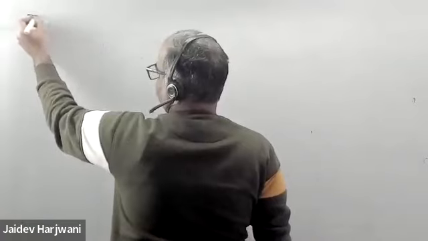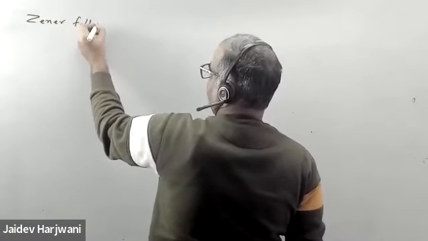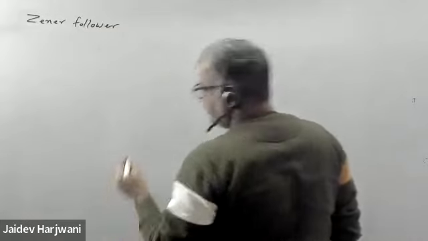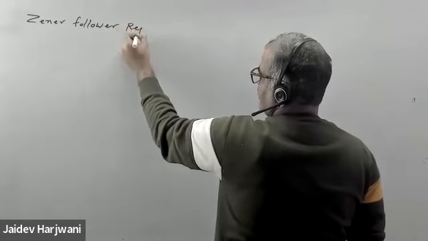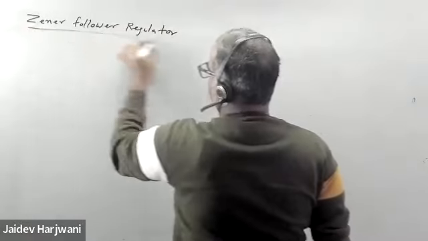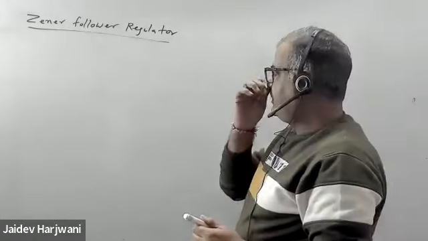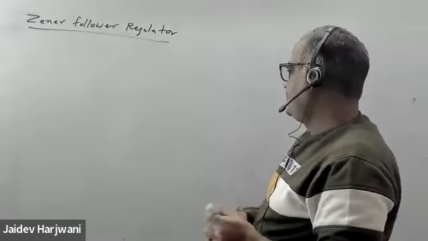So, Zener follower, a regulator. Here we will connect a Zener diode between the base and emitter of a transistor.